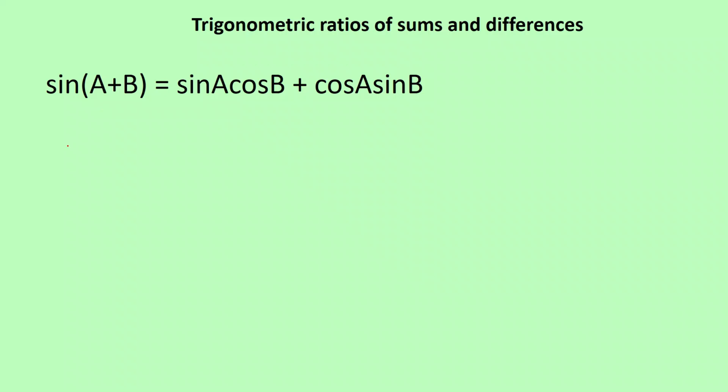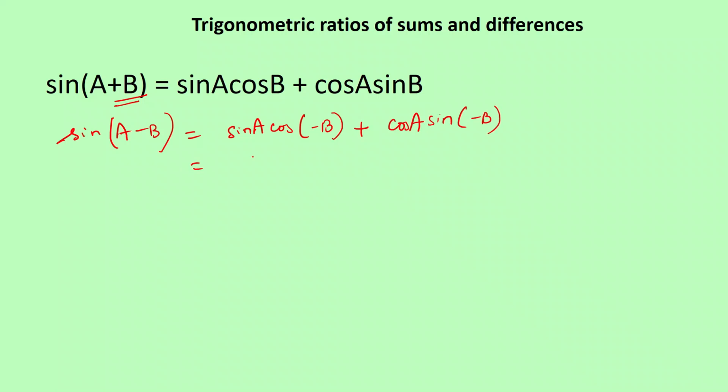So we can derive sine of (A minus B). If I ask you what is sine of (A minus B), we just replace B with minus B. So in place of B, we will write minus B. So it becomes sine A cos of minus B plus cos A sine of minus B. Sine A remains sine A. What is cos of minus B?